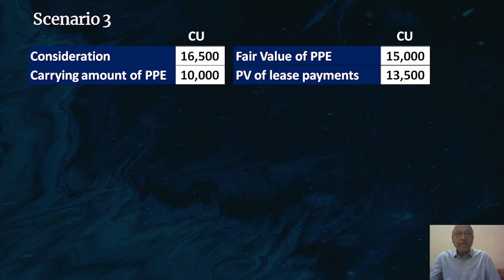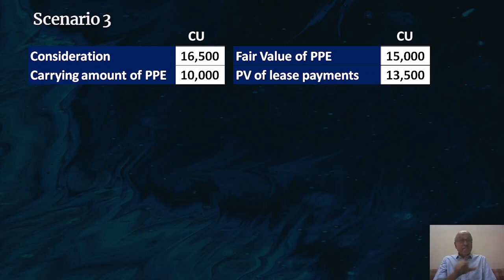We just take examples. Scenario 3. Consideration paid 16,500, you see. Carrying amount of PP 10,000. Fair value of PP is 15,000. Present value of lease payments 13,500. First, you see consideration paid 16,500. Fair value of PP is 15,000 rupees. That means 1,500 is paid more by the buyer to the seller. That is funds provided above fair value of PP.